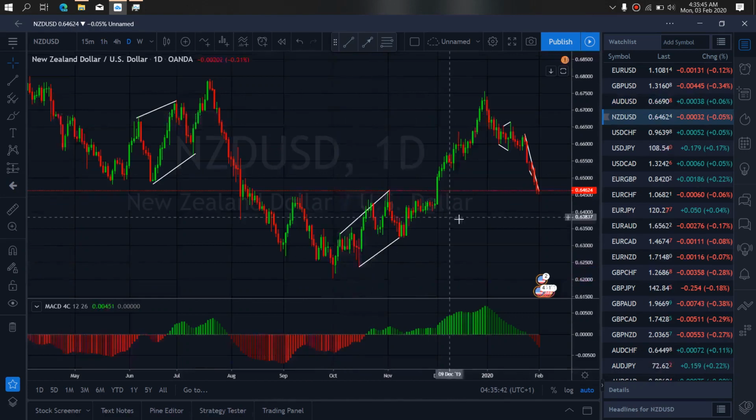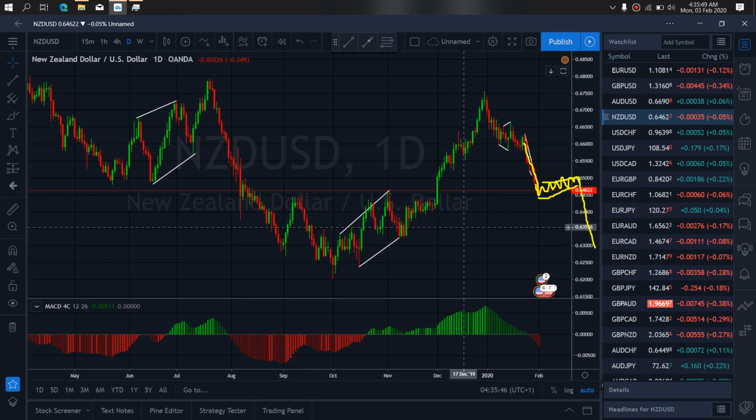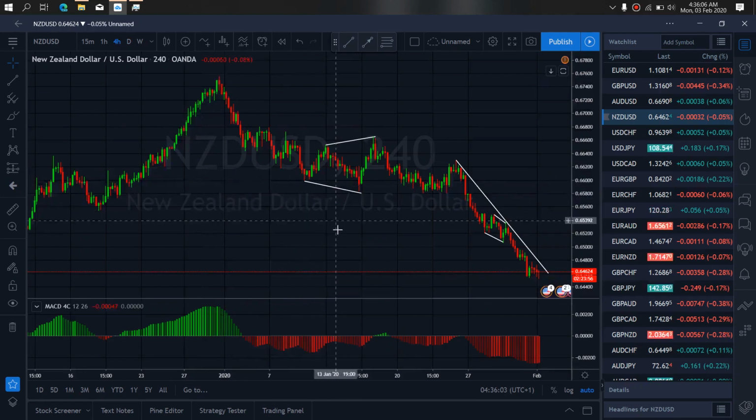Now on New Zealand Dollar for this week. New Zealand Dollar has been giving us this aggressive drop for a long while. So right now I want to watch them start a sideways correction this week before they resume this drop to the downside. So that's what to expect for New Zealand Dollar this week.